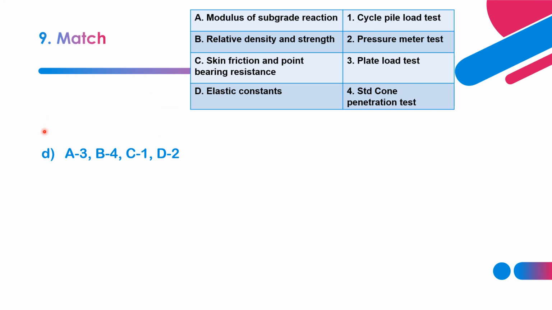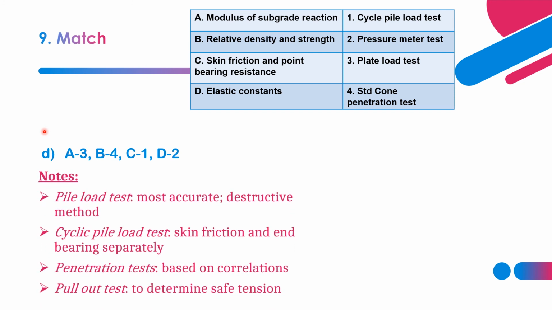Now let's see the answer. That is nothing but option D, A3, B4, C1, D2. Modulus of subgrade reaction is found by plate load test. Relative density and strength is found by standard cone penetration test. Skin friction and point bearing resistance is found by cyclic pile load test. And elastic constant is found by pressure meter test.